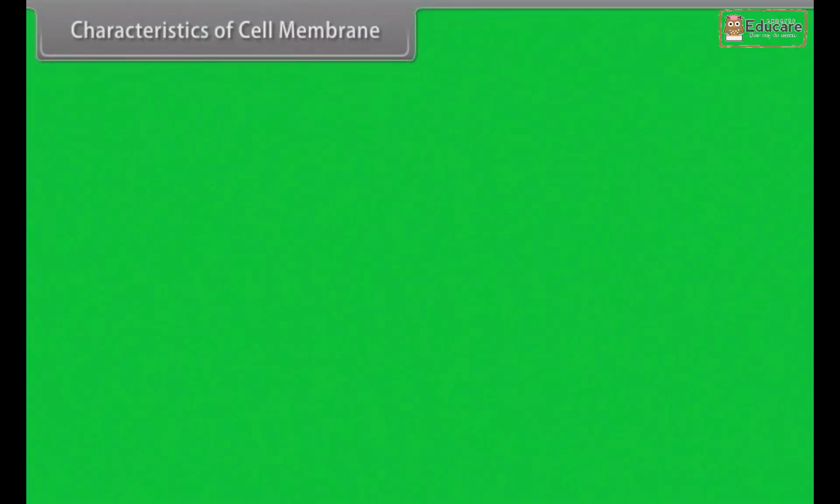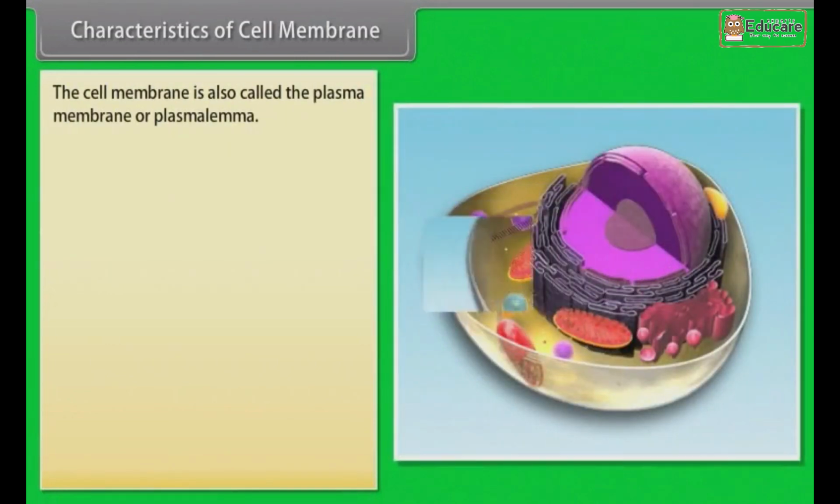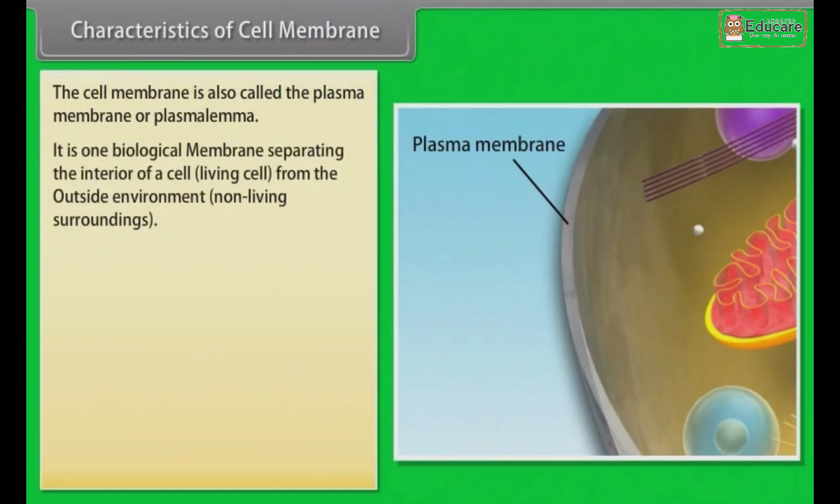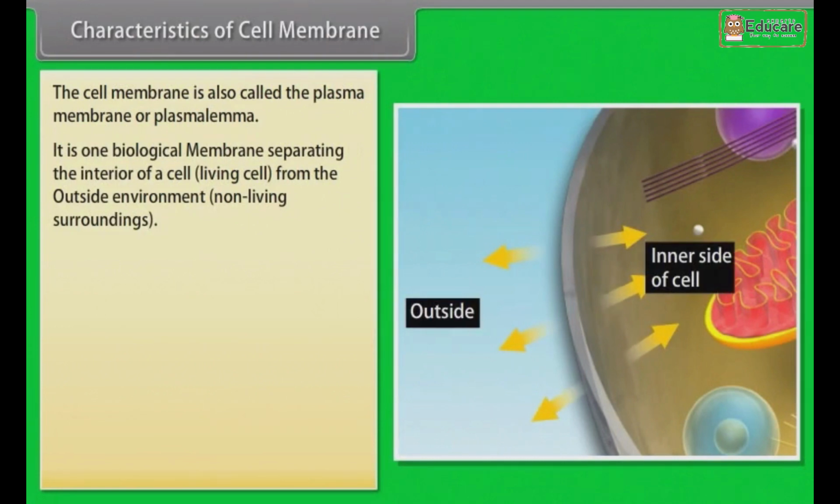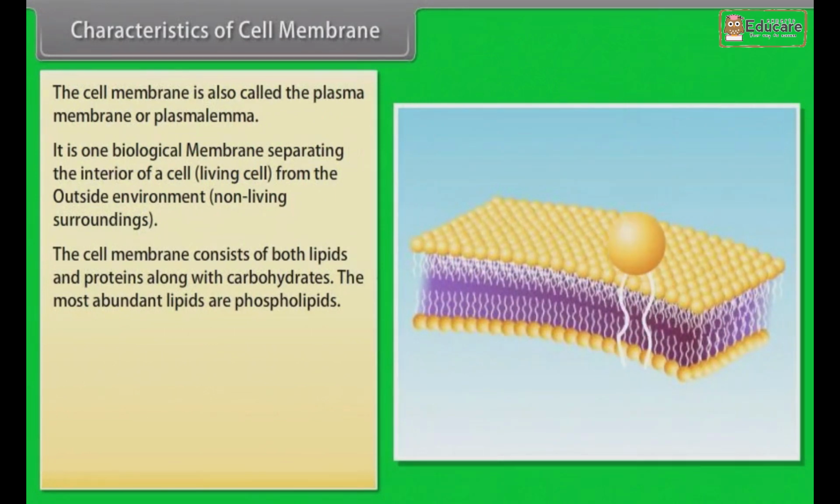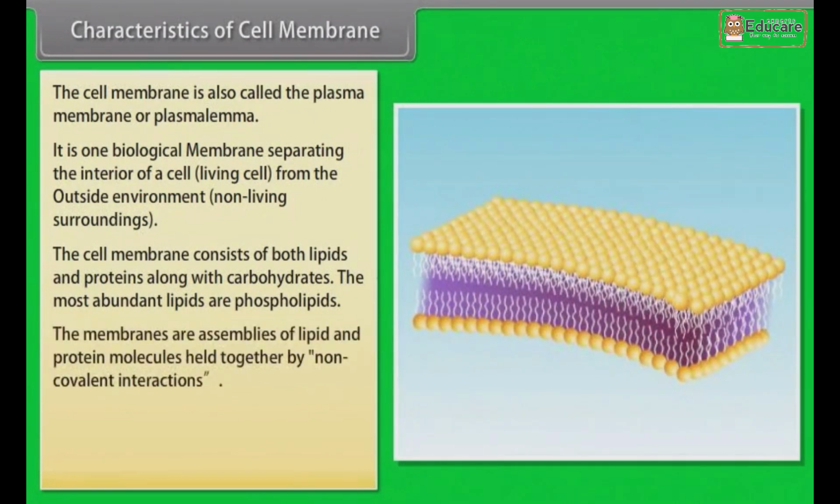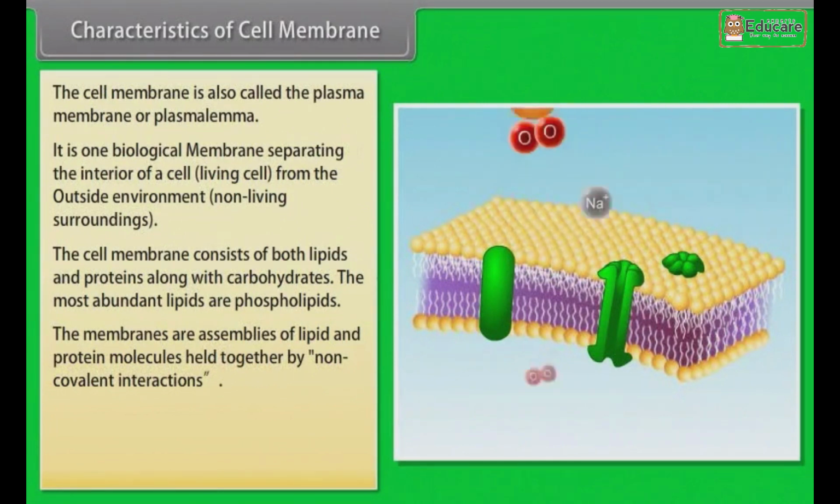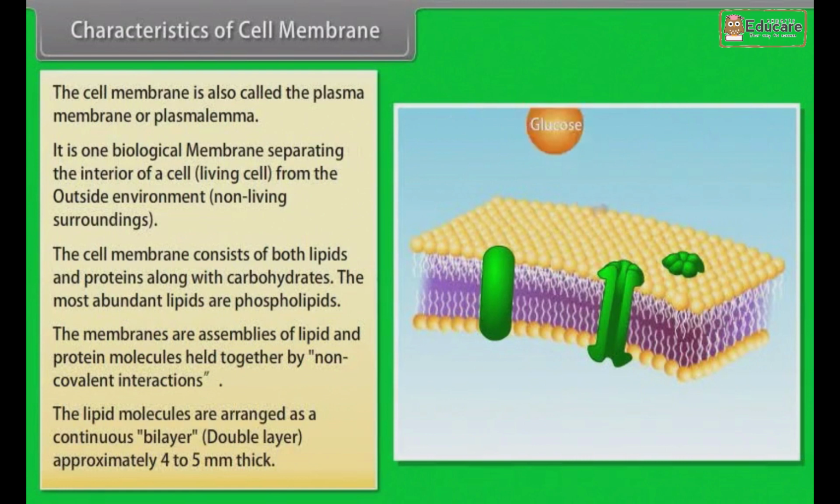Characteristics of cell membrane. The cell membrane is also called the plasma membrane or plasmalemma. It is one biological membrane separating the interior of a cell, that is a living cell, from the outside environment, that is non-living surroundings. This cell membrane consists of both lipids and proteins along with carbohydrates. The most abundant lipids are phospholipids. The membranes are assemblies of lipid and protein molecules held together by non-covalent interactions. The lipid molecules are arranged as a continuous bilayer, that is double layer, approximately 4 to 5 nm thick.